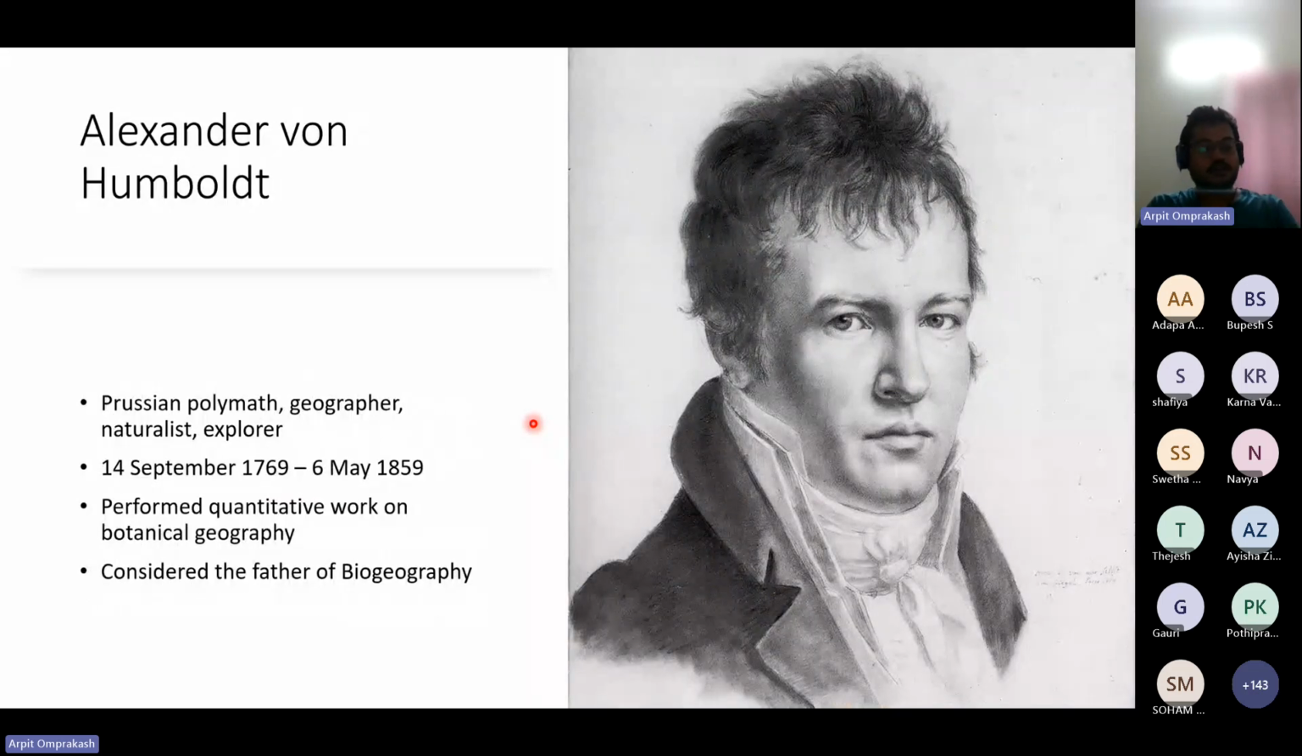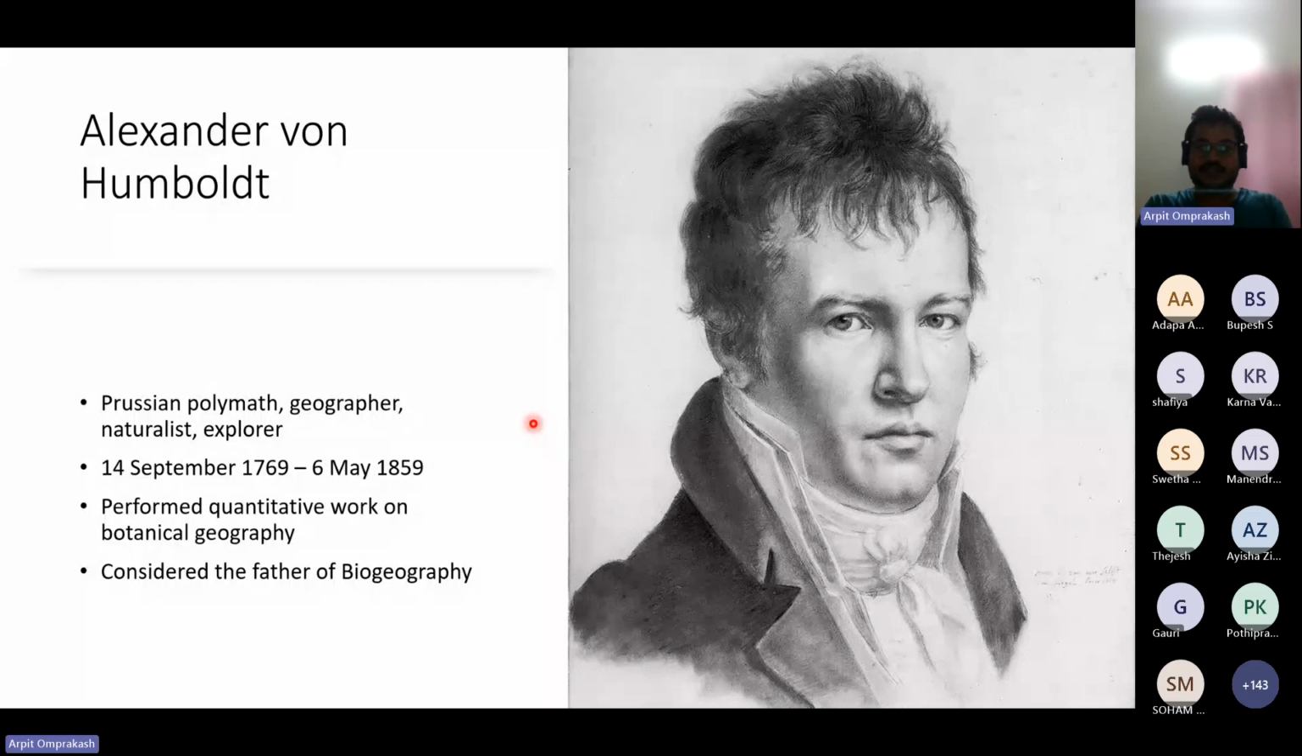Next, we have Alexander von Humboldt, who was a Prussian polymath, geographer, naturalist, and explorer. A naturalist is someone who has a broad knowledge about nature, both flora and fauna, wild animals and birds and everything. They are people who go out to nature and try to observe things and think about them and figure out, okay, maybe this is why this is happening. So a naturalist has a lot of information about a lot of different things in nature.